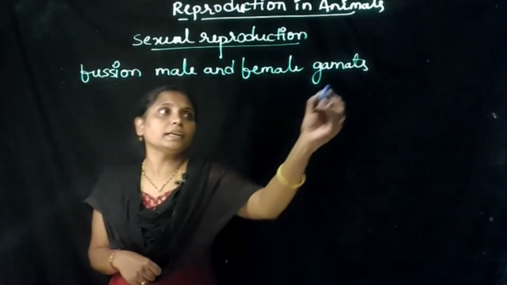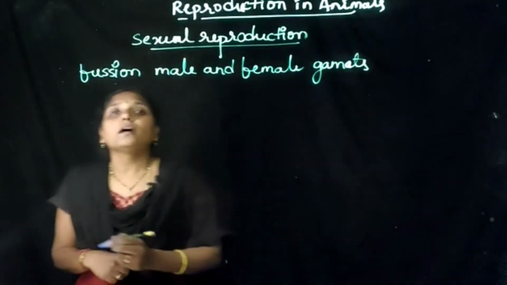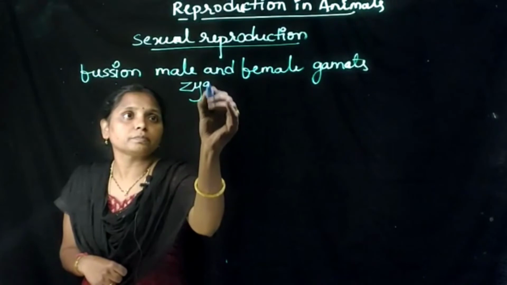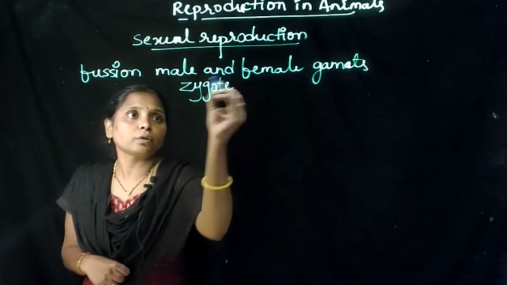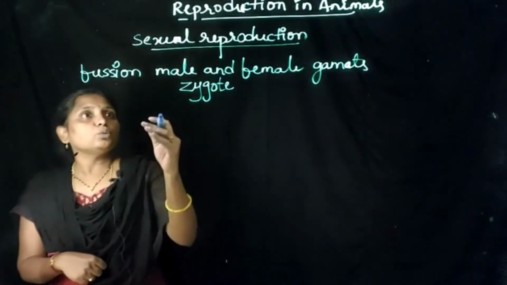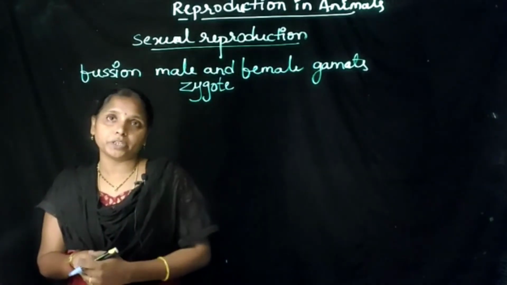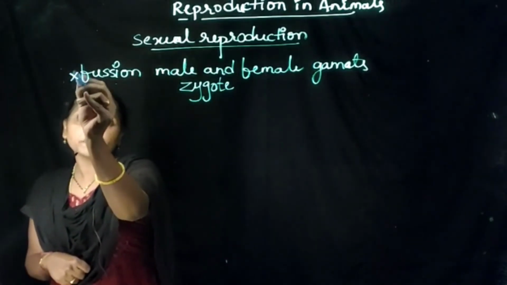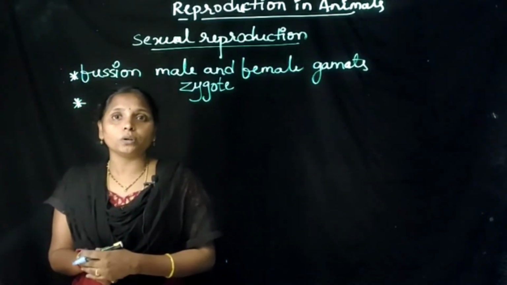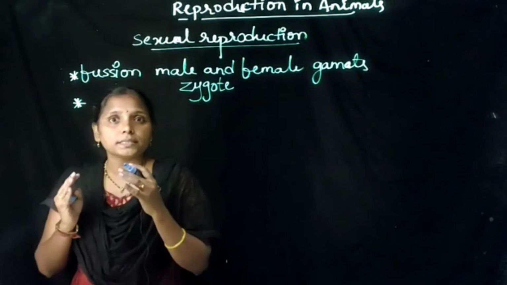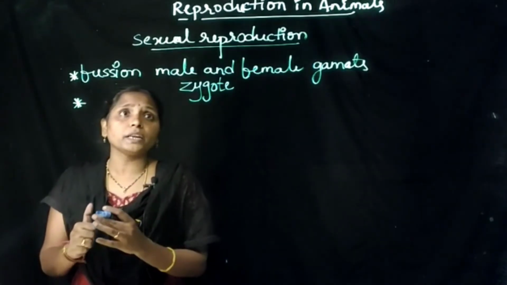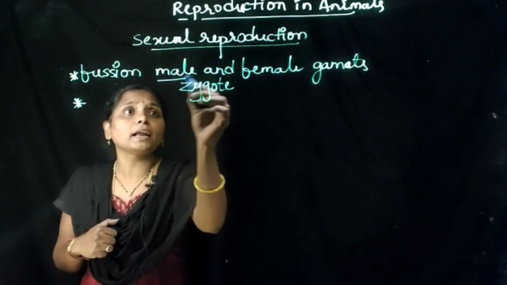And male and female gametes form a zygote. This is known as sexual reproduction. In sexual reproduction, there is an important role, an equal important role, of males and females.